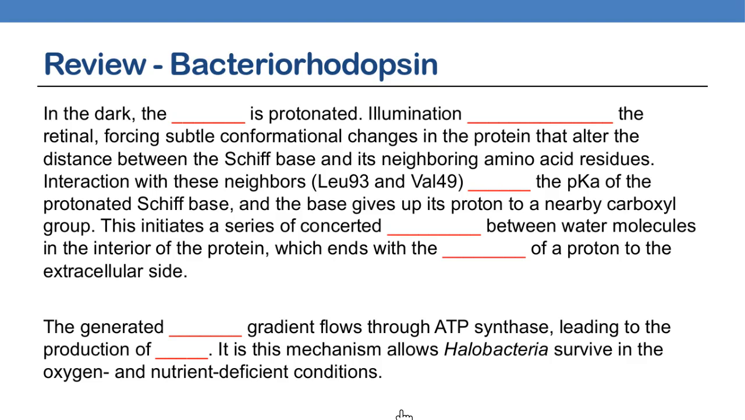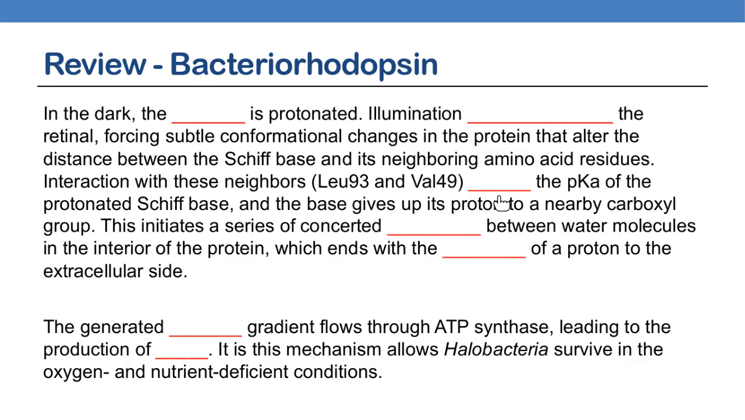If we think about our pKa's, if we want to make it a better acid, do we need a lower or higher pKa? Decrease, yeah. So we're going to want to decrease it to make it more acidic, therefore more willing to donate its proton. Nearby carboxyl group. So this is kind of what that student was referring to. So we're getting that proton hopping happening halfway through that bacteriorhodopsin.